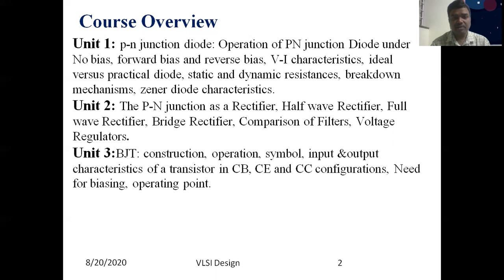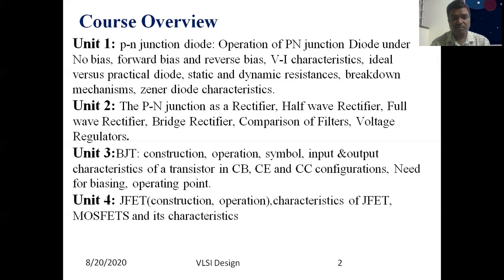In the third unit, we are going to study the BJT, that is called bipolar junction transistor. Here we are going to observe the various input and output characteristics of the common base (CB), common emitter (CE), and common collector (CC) configurations, and what biasing and the operating point are. These are the subtopics in unit 3.